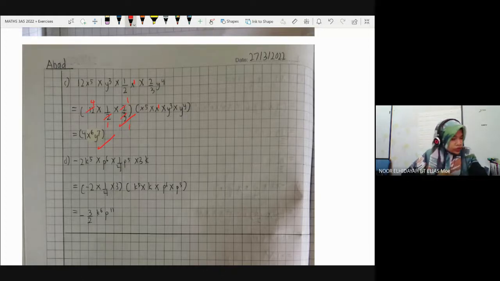Okay, the last question. Negative 2k power of 5 times p power of 6 times 1 over 4p power of 5 times 3k power of 1. Okay. Alright. So you solve the coefficients. Negative 2 times 1 over 4 times 3.